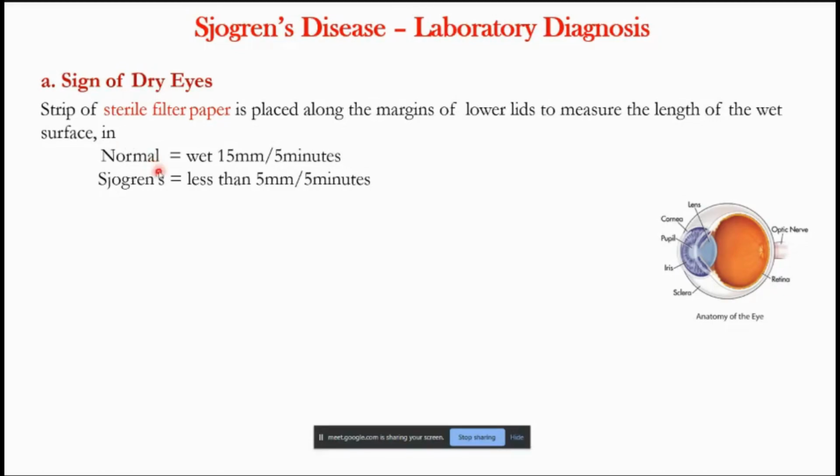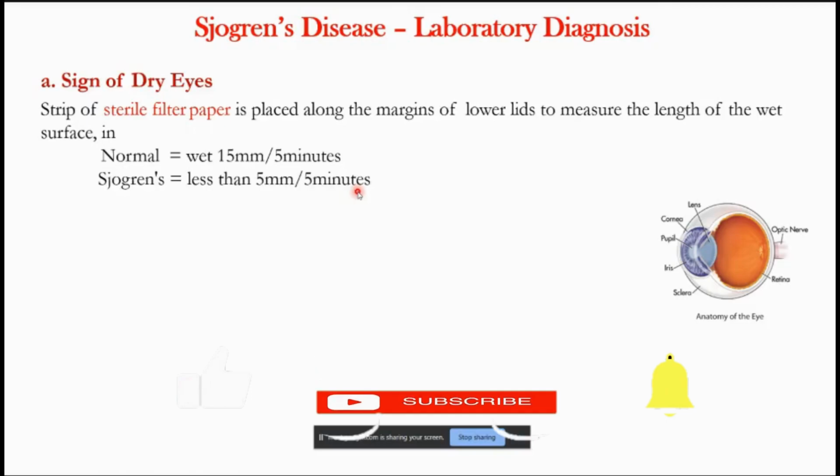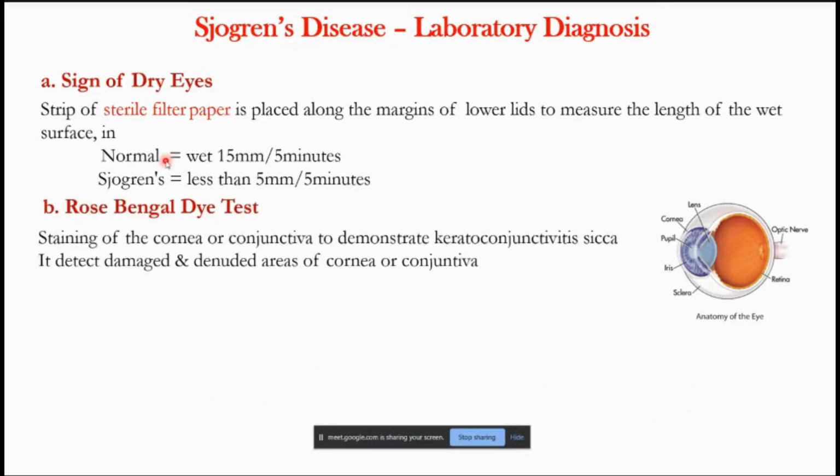In normal, it becomes wet within 5 minutes up to 15 millimeters length of the filter paper, whereas in Sjögren syndrome, even after keeping it for 5 minutes, it will be less than 5 millimeters. So that's a sign of xerophthalmia or the dry eyes.